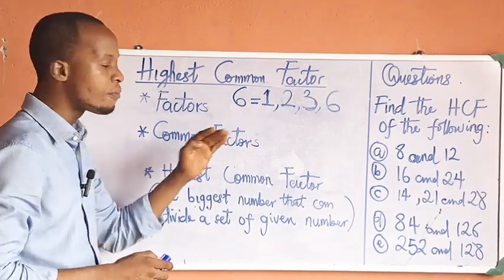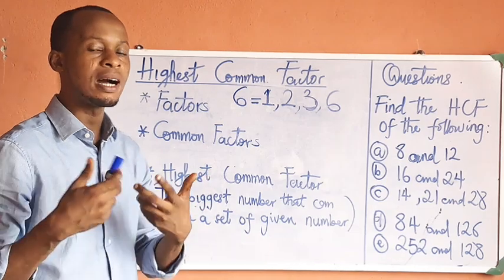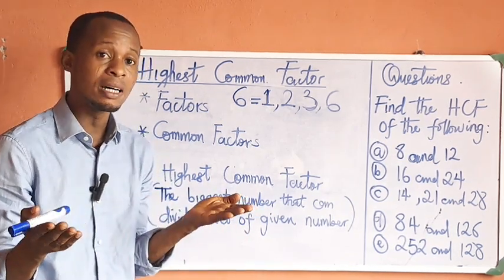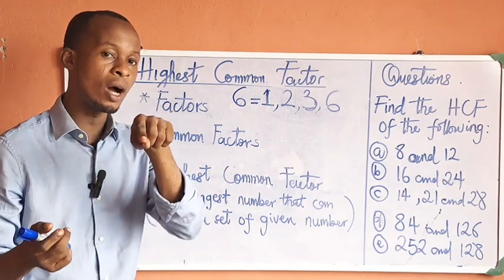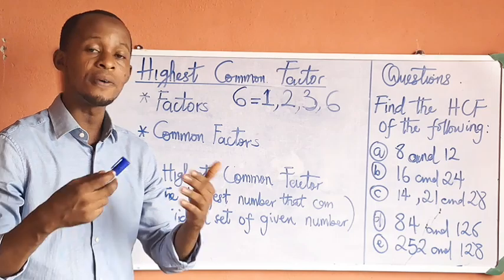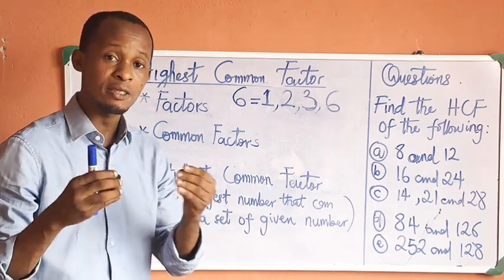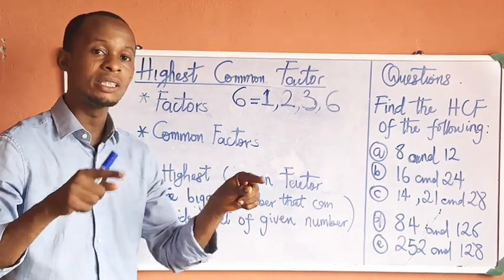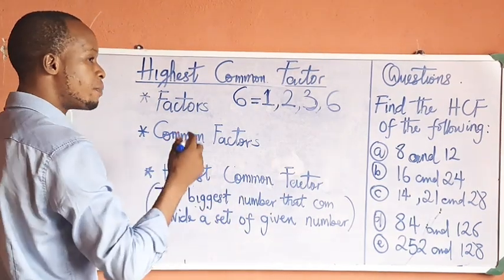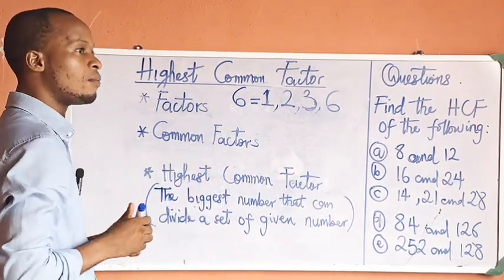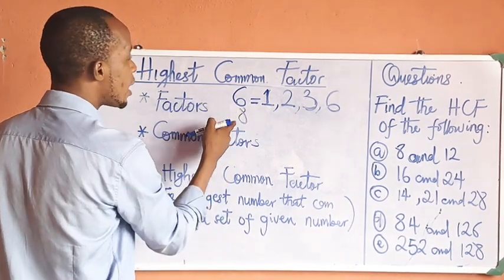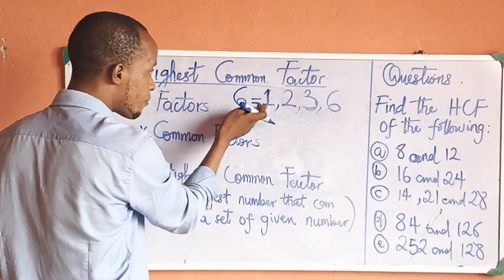Then what are common factors? Before you can be asked to look for common factors of a set of given numbers, the numbers must be more than 1 given to you. This is what I mean. Before you can be asked to find common factors of given numbers, that means in your question, you have more than 1 given number. So you might be asked to find the common factors of 6 and 8. Of course, we have already looked for the factors of 6.